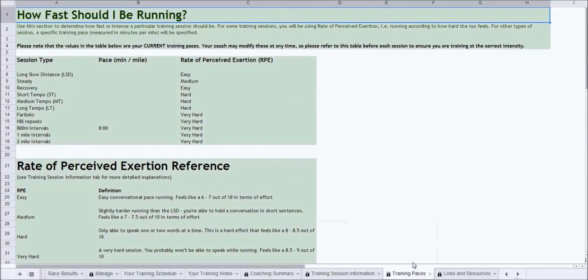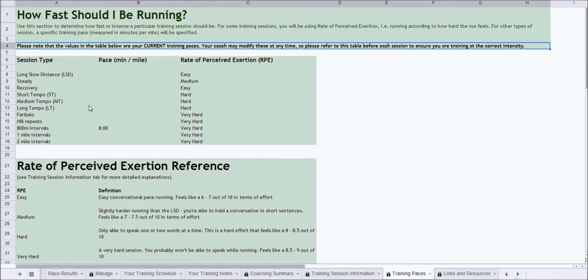If we move on to the Training Paces tab, this is essentially asking the question, how fast should you be running for each of your individual training sessions? And one of the things that I want to draw your attention to here is that any values that you see on this page are related to your current training paces. So your training paces in the past may have been slower, and your training paces in the future may be faster, but this is what we're currently asking you to achieve in terms of your minutes per mile or your rate of perceived exertion.